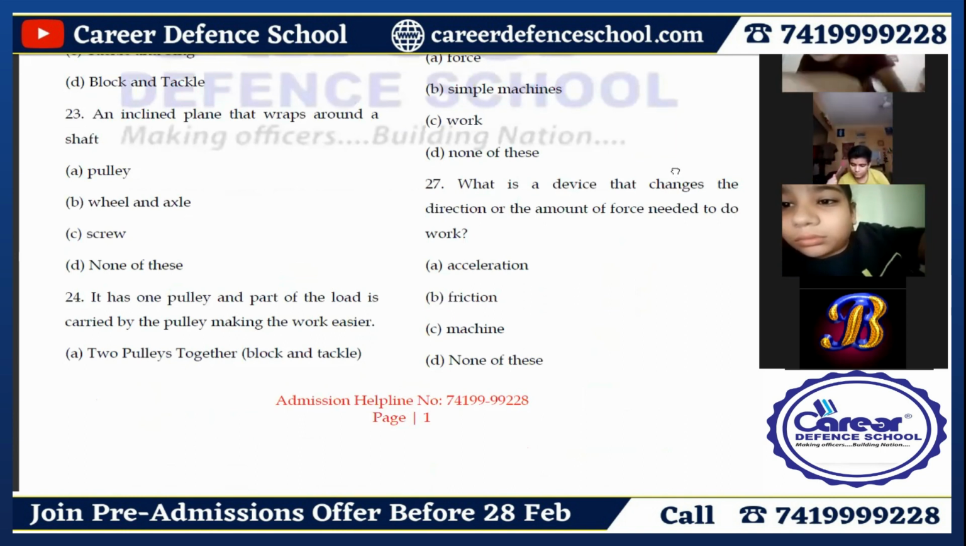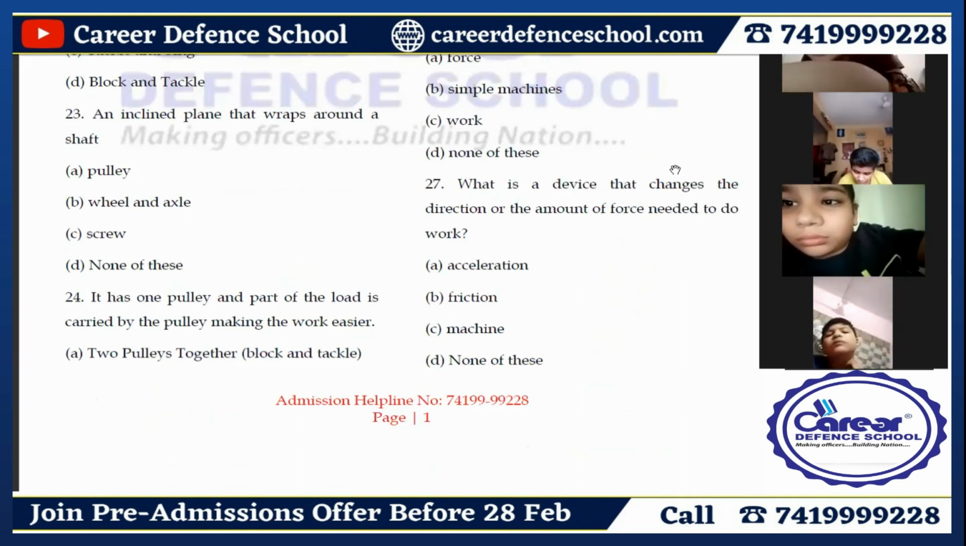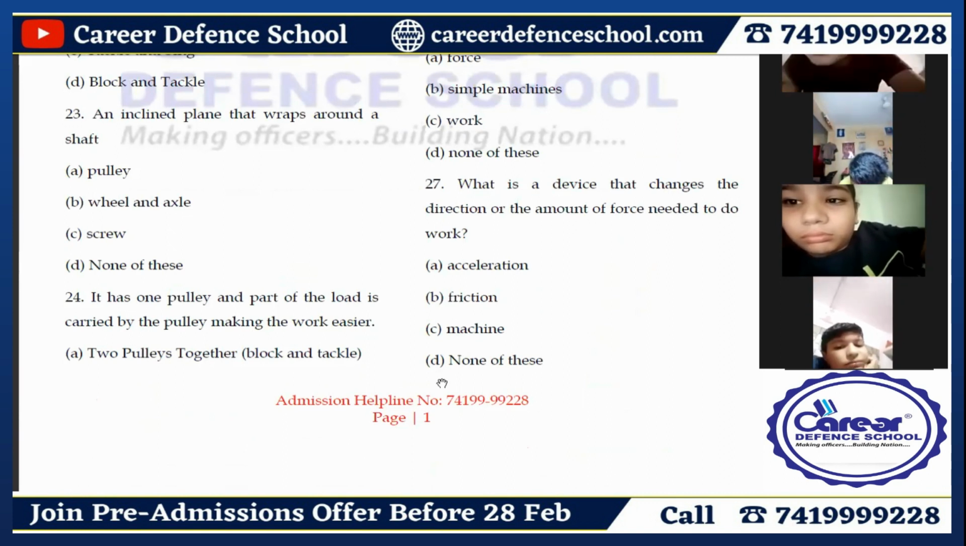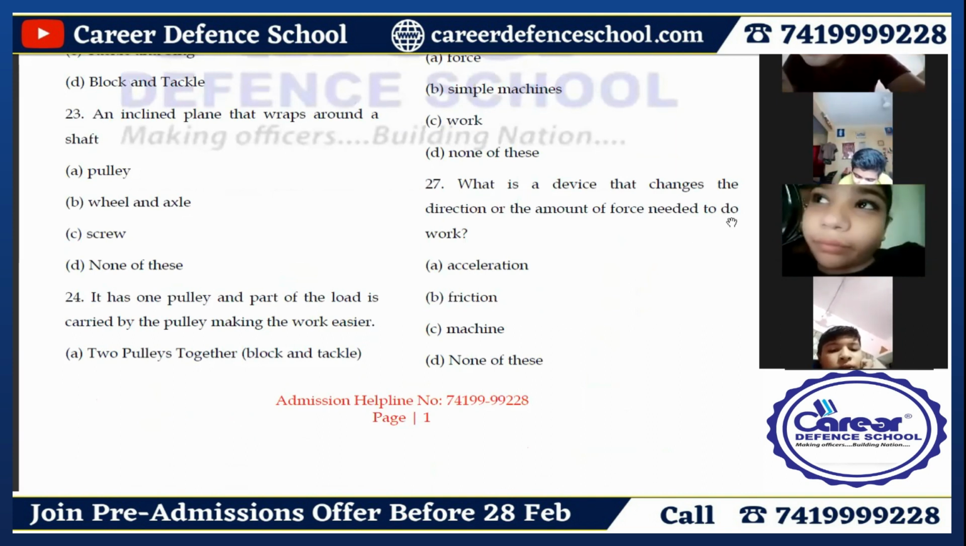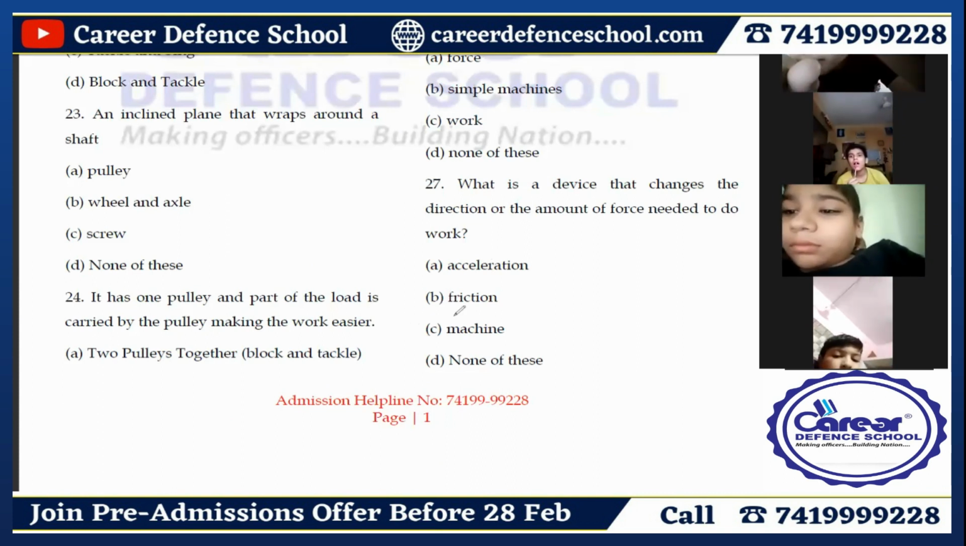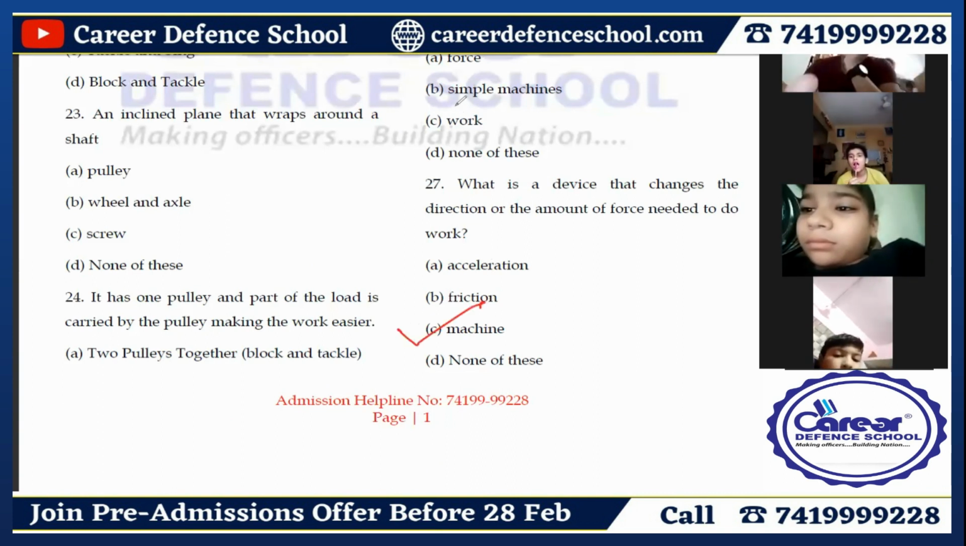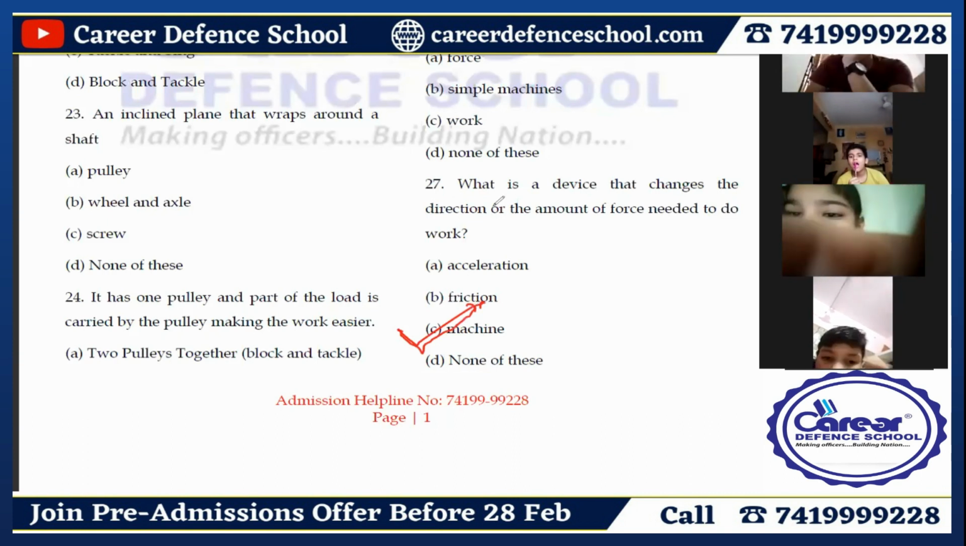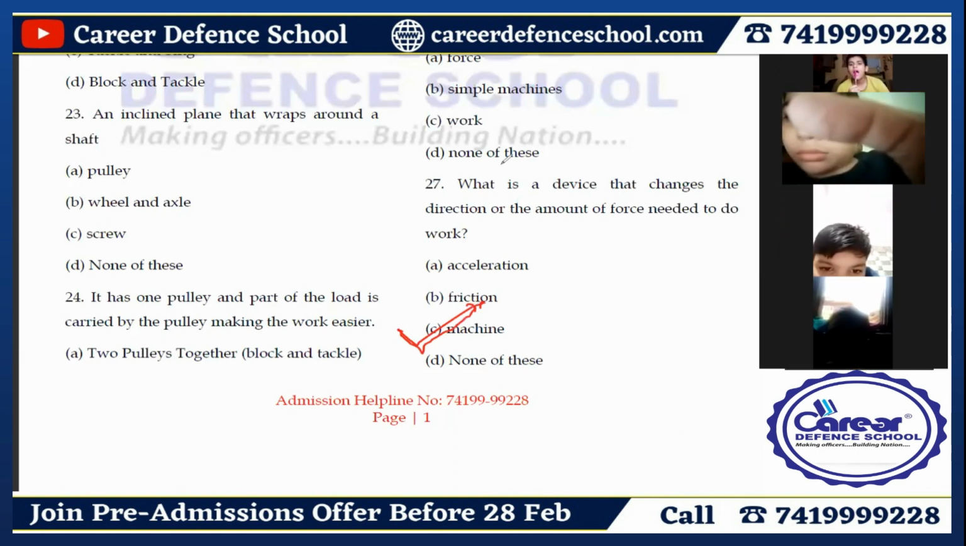What is a device that changes the direction or the amount of force needed to do work? Acceleration, friction, machine, or none of these? Answer this question. Which device? Ma'am, machine. Very good. Its answer is machine. Machine makes your work easier and changes the direction of force or amount of energy you need. So its answer is C, machine.